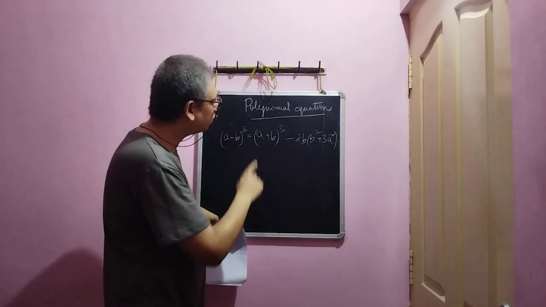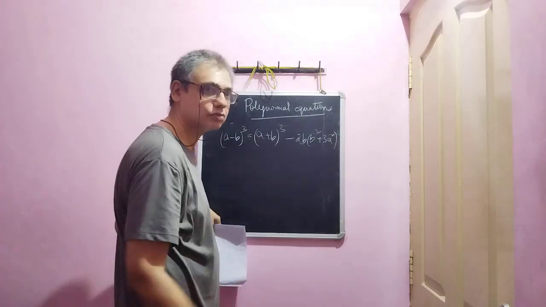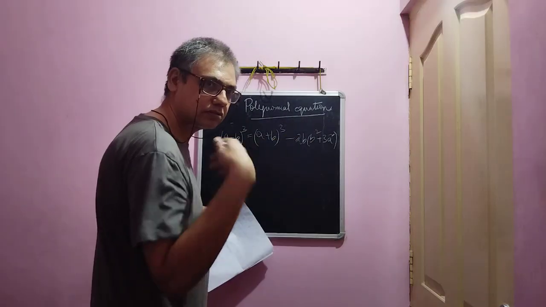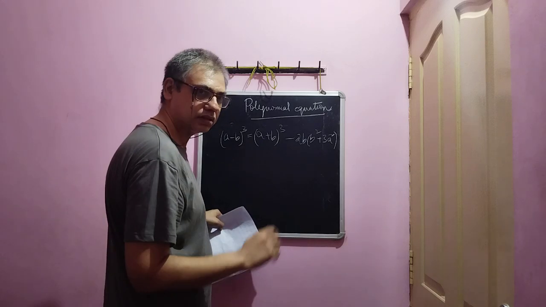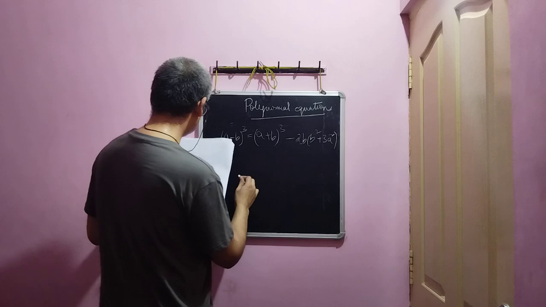If we cube it, the cubic term will get cancelled here and you will get a quadratic expression. So the quadratic equation can be solved. So we can solve a cubic equation in terms of a quadratic equation. So similarly, we will get something like this.